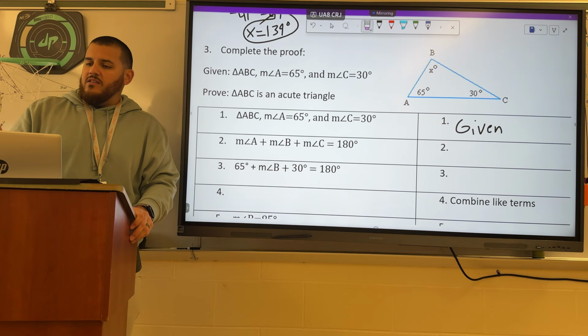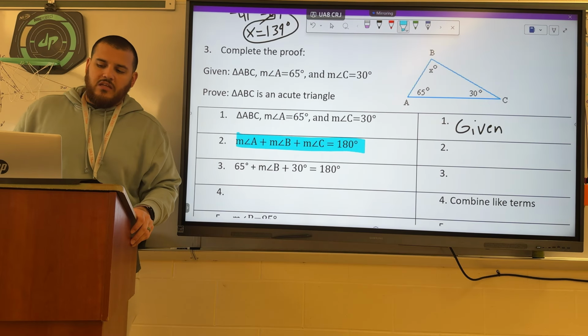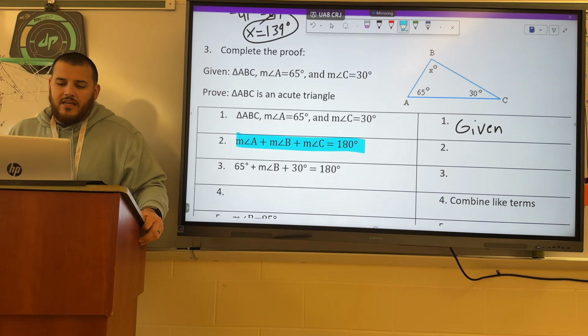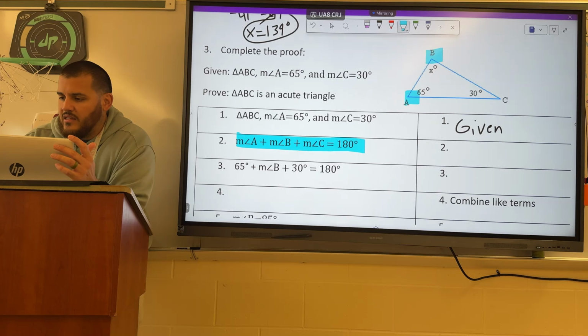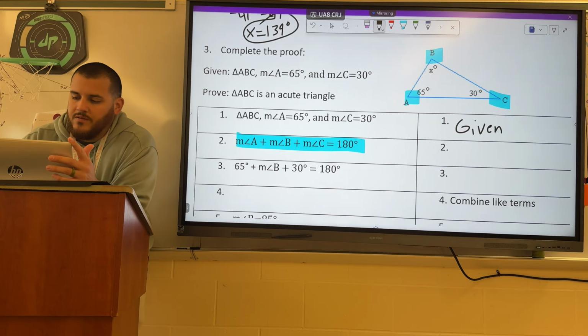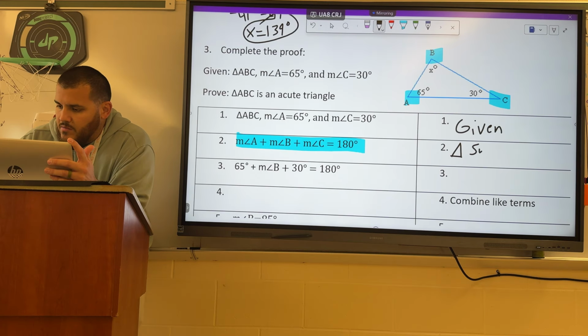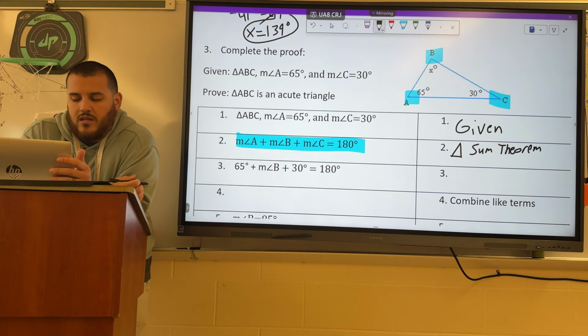Next thing we have is angle A plus angle B plus angle C equals 180 degrees. Why is that true? Well, because angles A, B, and C are the three angles in a triangle, and our triangle sum theorem tells us that the three angles in any triangle must have a sum of 180 degrees.